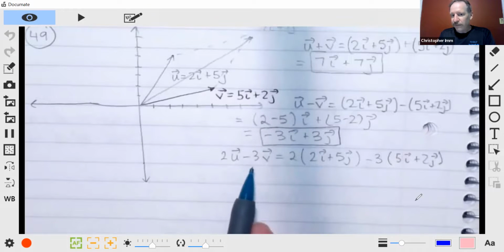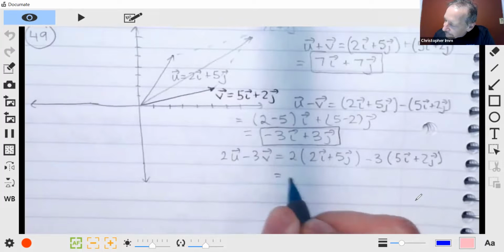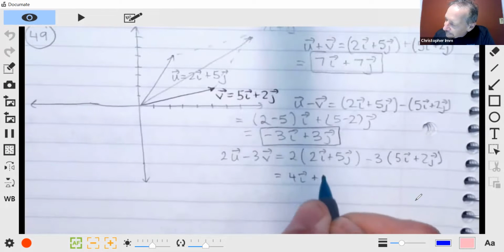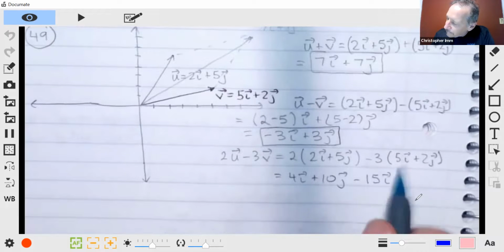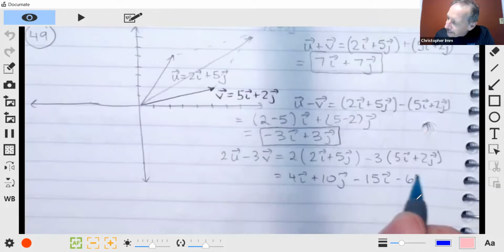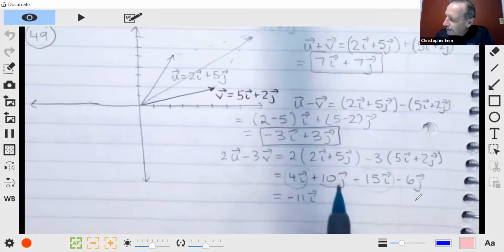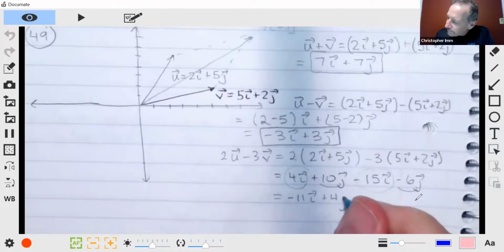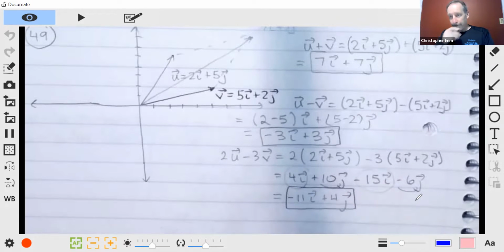Let's look at 2u minus 3v. Here, if I distribute through, that's going to be 4i plus 10j minus 15i minus 6j. And now again, I'm going to add the i's together. So 4 minus 15 is negative 11i, and 10 minus 6 is plus 4j. So there's my vector in that component vector form with the unit vectors.